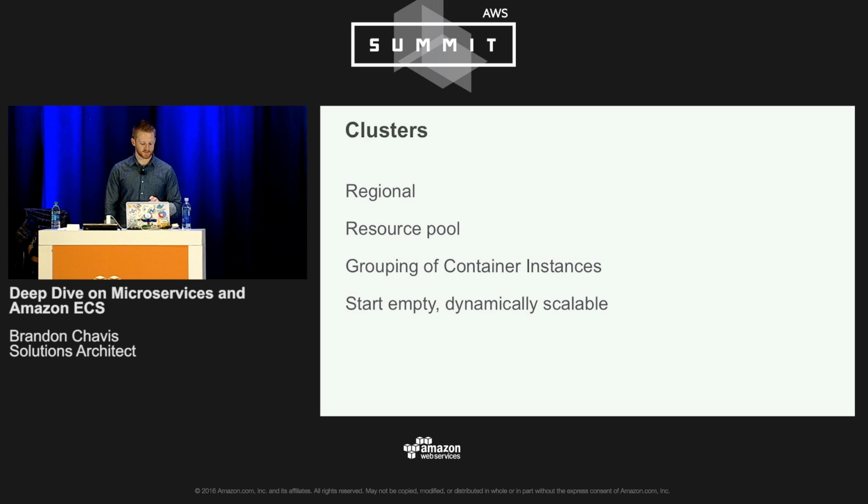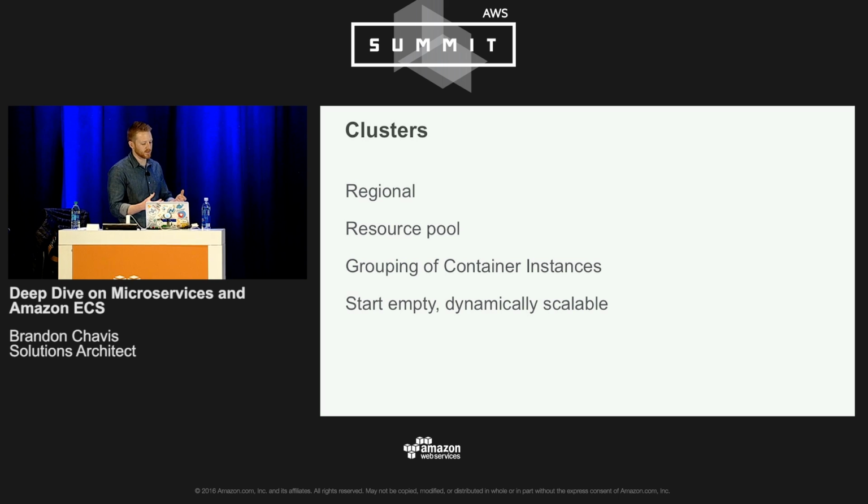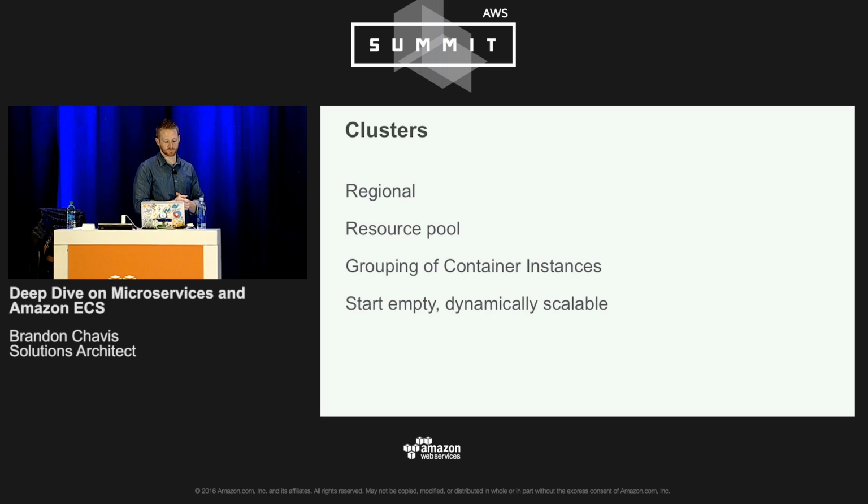And then real quickly, let's touch on some of the constructs within ECS, so some of the components. Number one is a cluster, right? So this is a collection of resources. It can span availability zones. It's constrained to a single region, but it's a dynamically sizable namespace consisting of EC2 instances that are basically aggregated into a single resource pool. So all of the memory and CPU is aggregated and presented to you as available through the APIs.